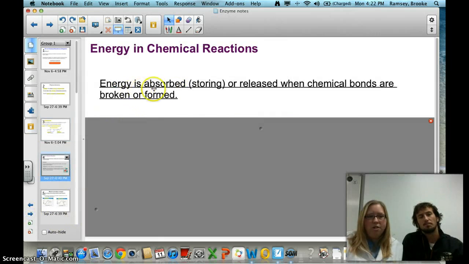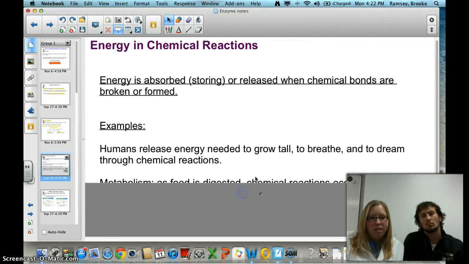Okay, so energy is absorbed when you have the bonds together. When carbon and hydrogen are bonded together, they are storing energy. And when these chemical bonds are broken, that's when you're releasing energy. So the forming of bonds and the breaking of bonds, that's all absorbing and releasing energy.